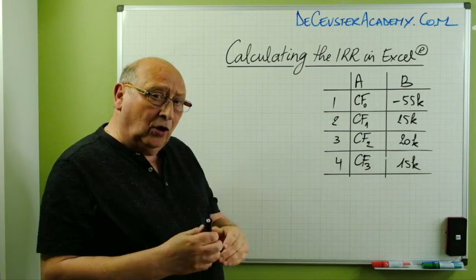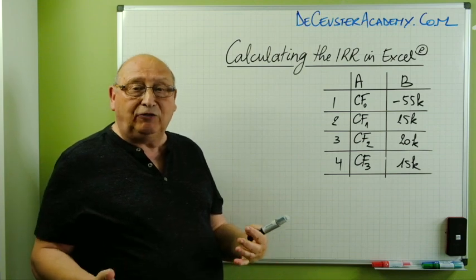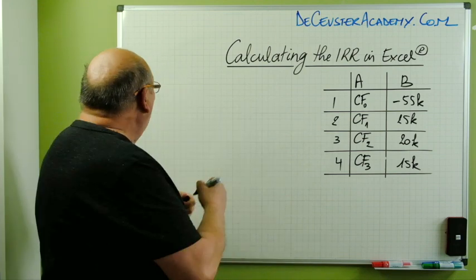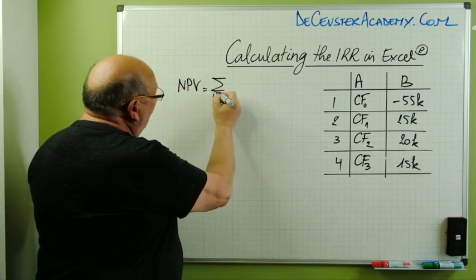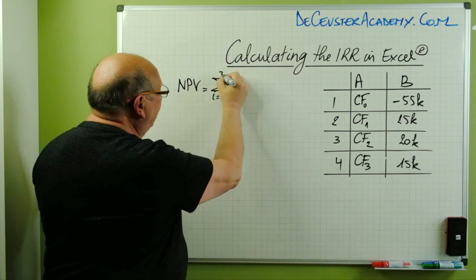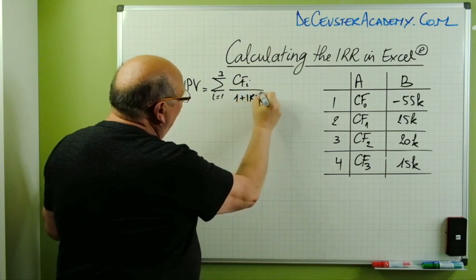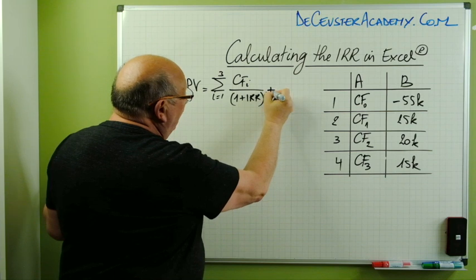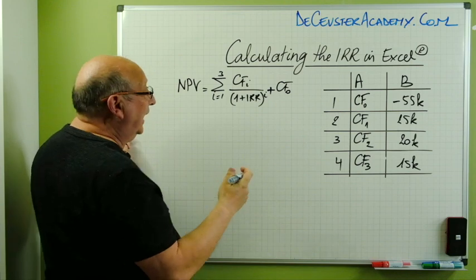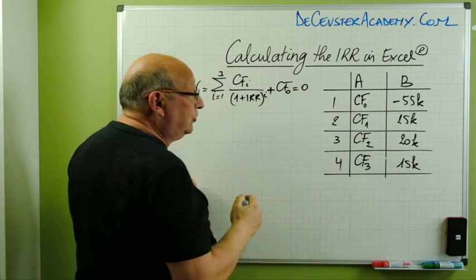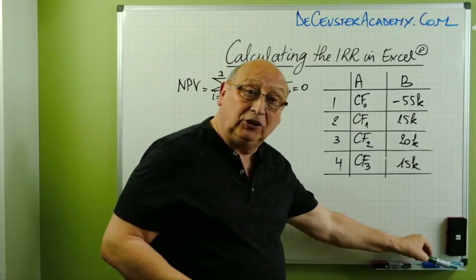But don't forget, I'm sure you remember, but I will write it down again, the NPV formula and how we find the internal rate of return. The NPV formula is in fact the sum for i, 1, 2, in our case, the CFi divided by 1 plus the internal rate of return to the power i, plus CF0. We have a negative sign here, so we have to add it, and this has to be equal to 0.